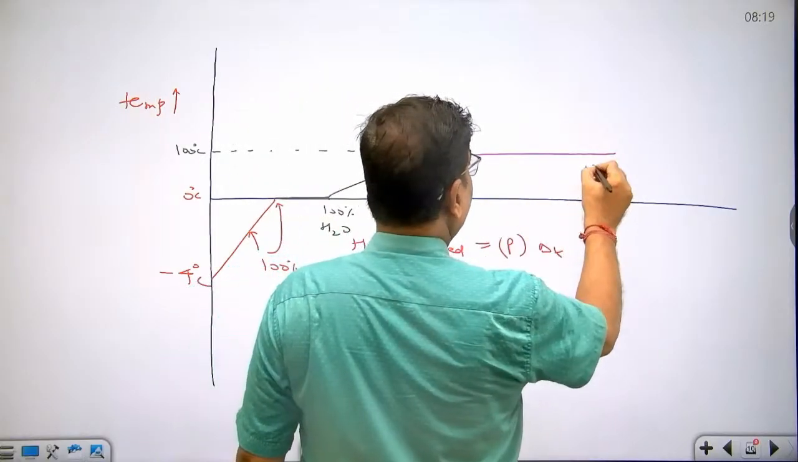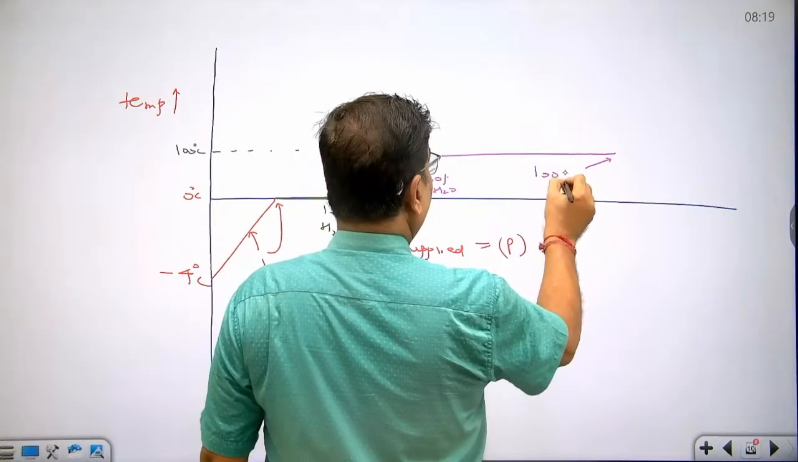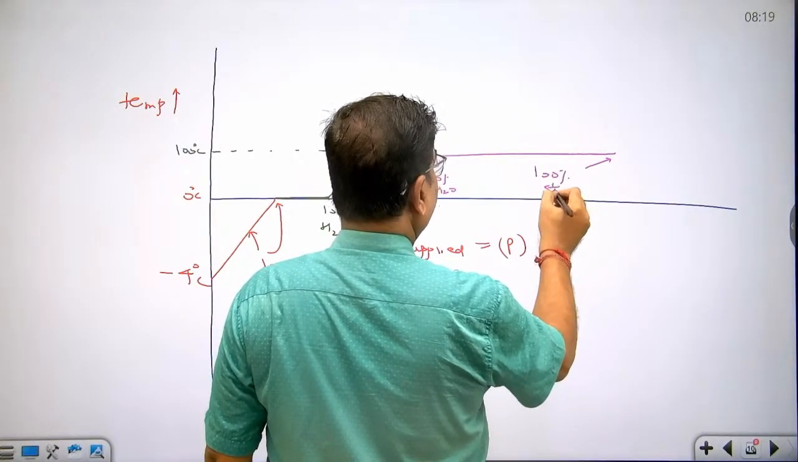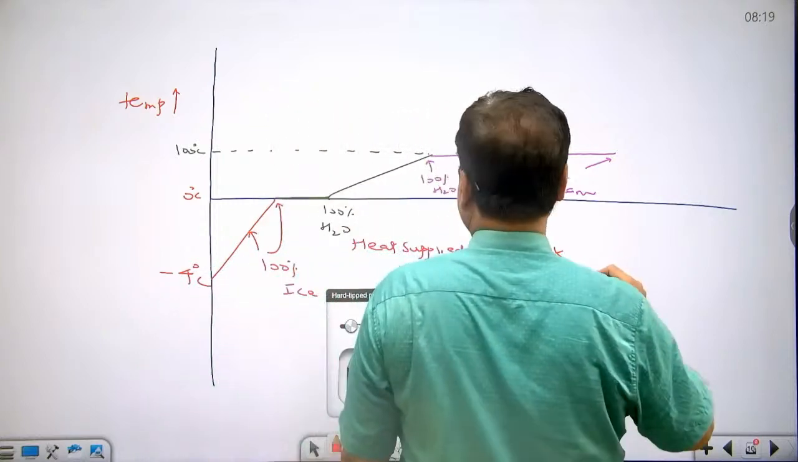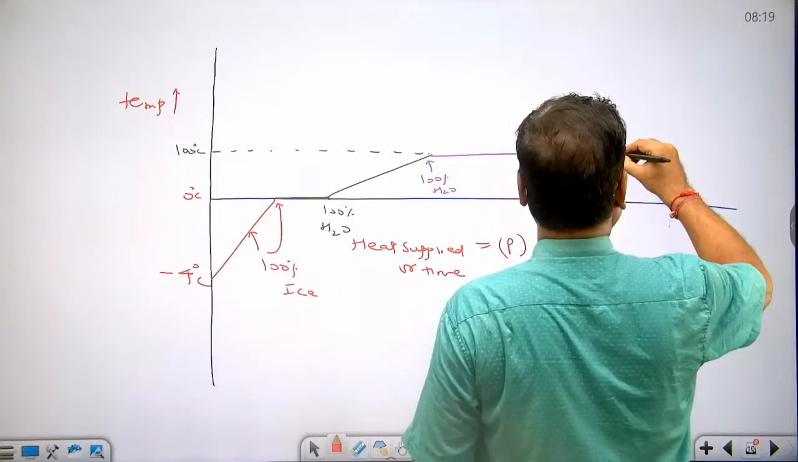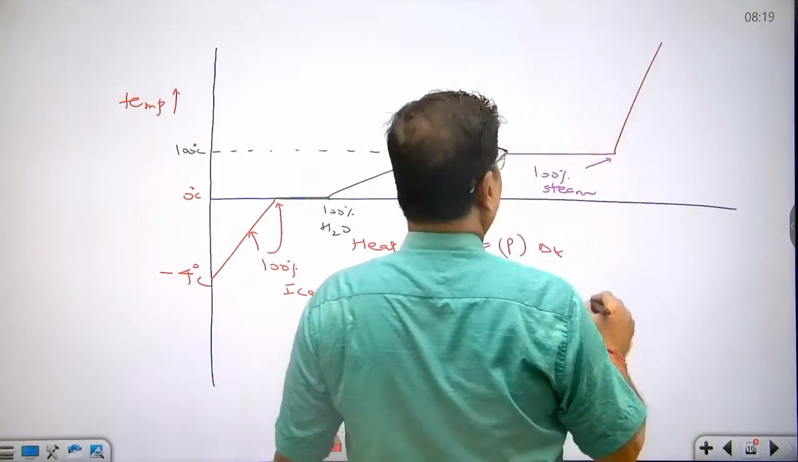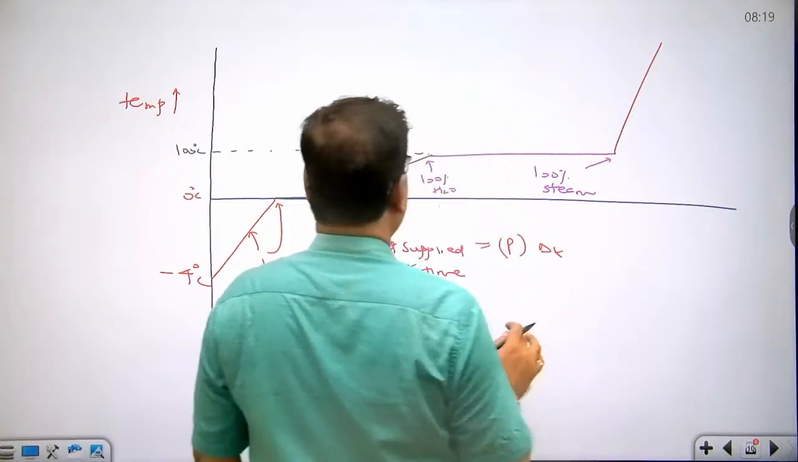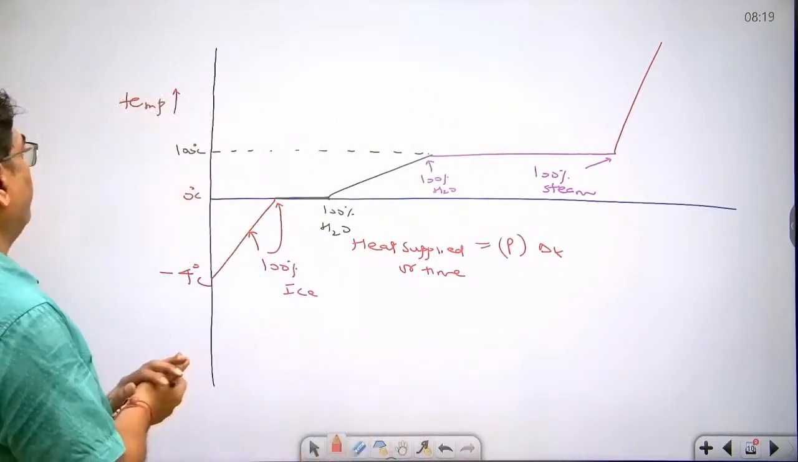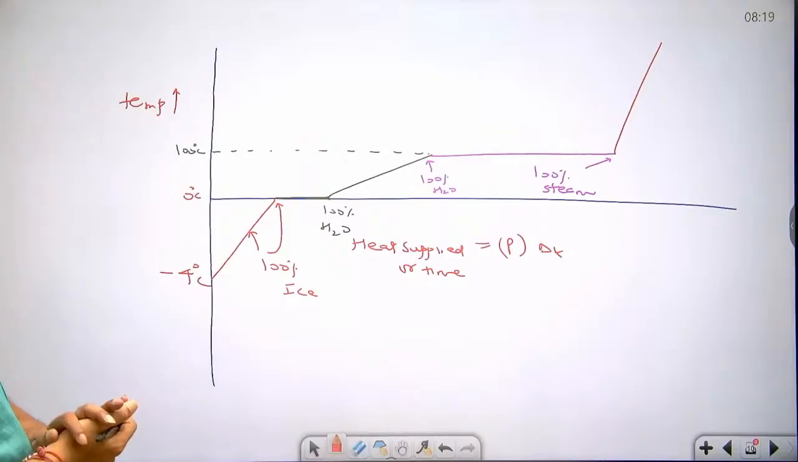And at this point, this is 100% steam. And now again, temperature increase. Here the slope is again more, but the specific heat of steam is less. Okay. So this is the complete heating curve for the ice. Now let's understand the slope of various parts of the curve.